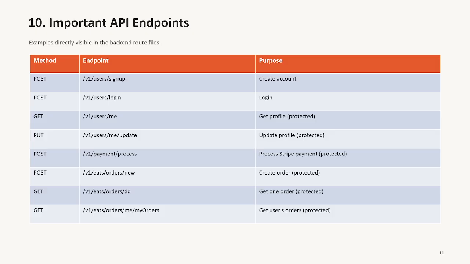When the customer opens the profile page, the profile API returns the user's information. When the customer clicks the pay button, the payment API communicates with Stripe. When the customer confirms the order, the create order API stores the order in MongoDB. When the customer opens My Orders, the My Orders API retrieves all previous orders.